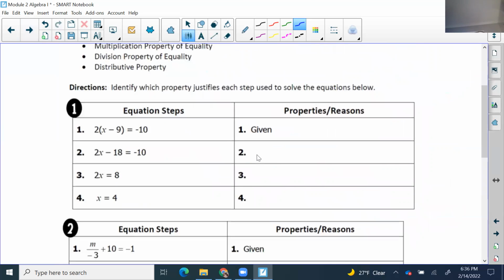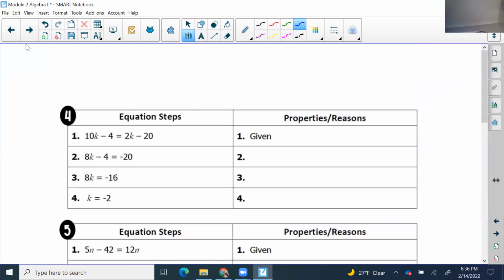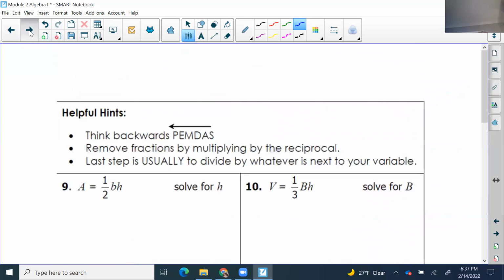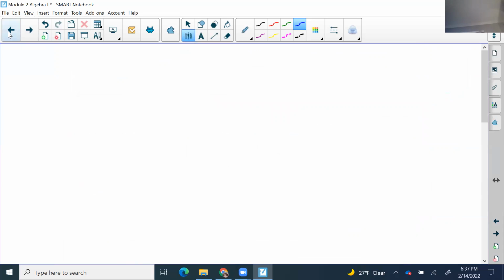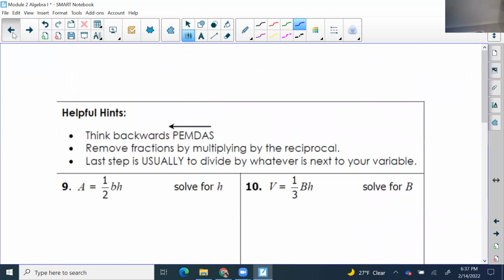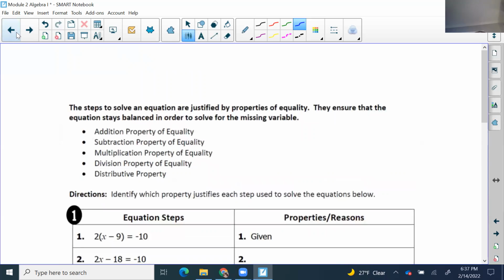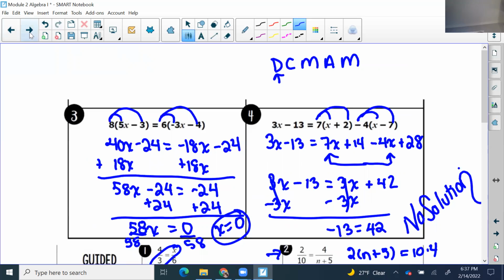So we also have proofs, and then I know we have literal equations, and we'll do a couple of word problems. Okay, that makes sense. I want to go back to some more of these proportions and kind of go from that. So next time we'll do the proofs and we'll do literal equations.